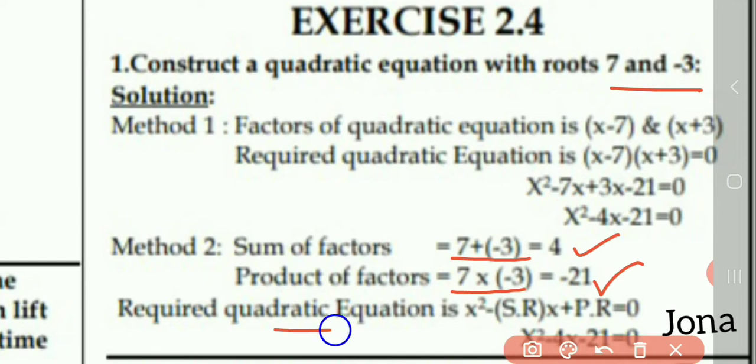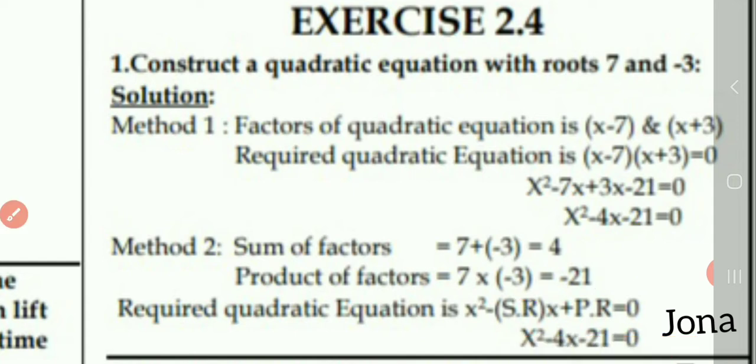The general form of the quadratic equation is x square minus sum of the roots of x plus product of the roots equal to 0. So here I want to substitute the value of sum of the roots and the product of the roots. Here sum of the roots is 4 and product of the roots is minus 21. So let me substitute here, so that I got x square minus 4x minus 21 equal to 0. This method we learnt already in 10th standard. We have one more method also here.